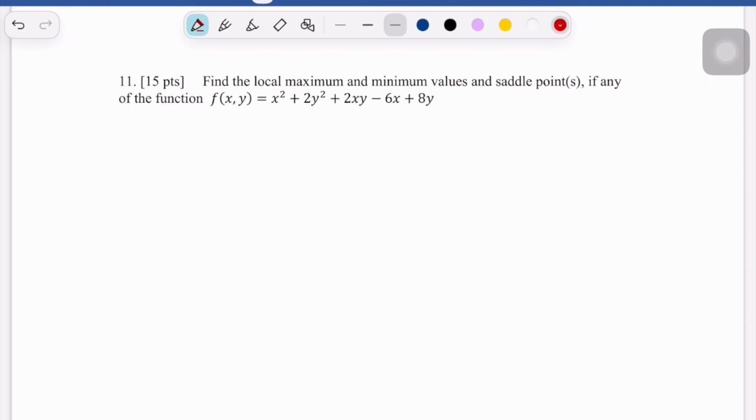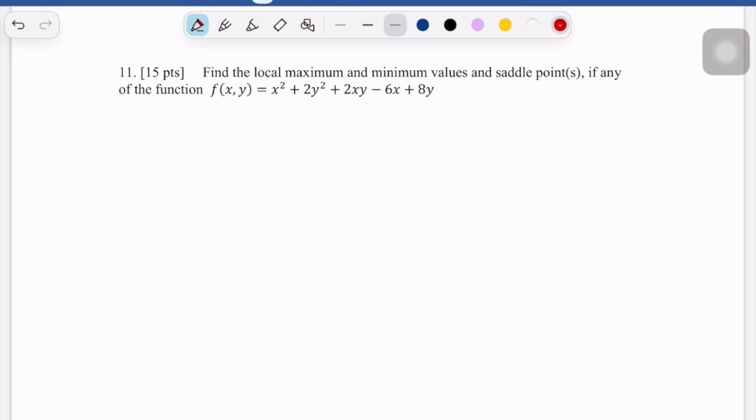So we start by finding the critical points for this equation, and to find the critical points, we first take the partial derivatives with respect to x. There's going to be 2x plus 2y minus 6, and then we find the partial derivative with respect to y. That's going to be 4y plus 2x plus 8.